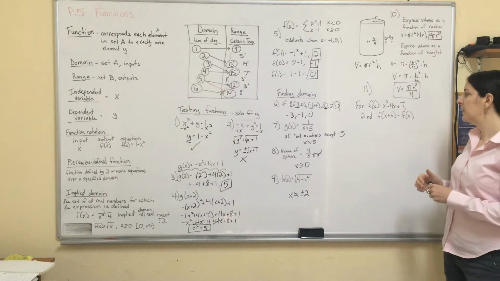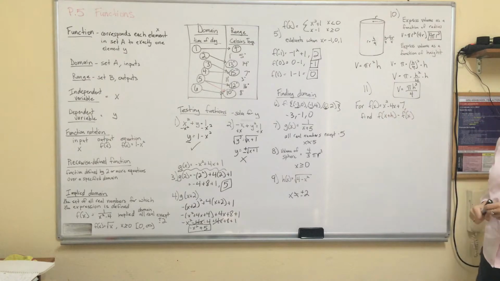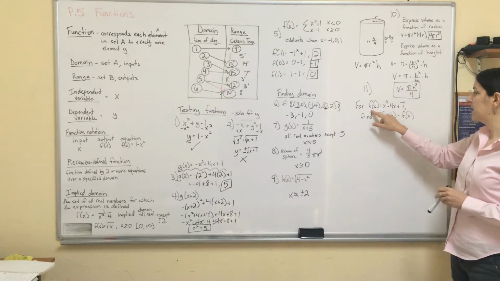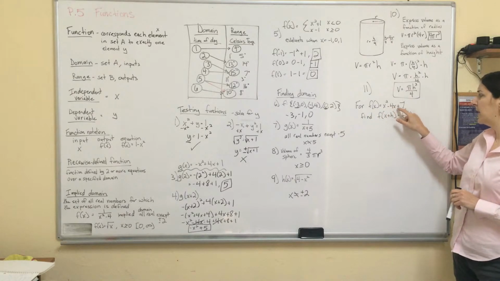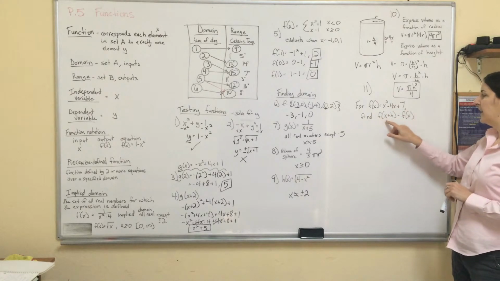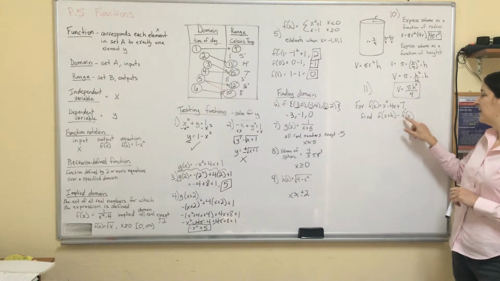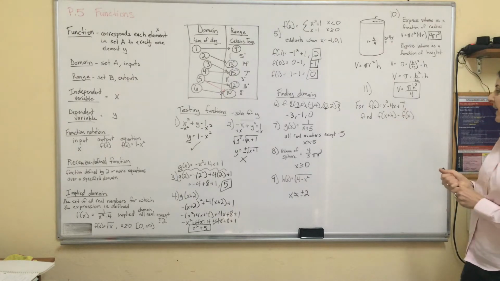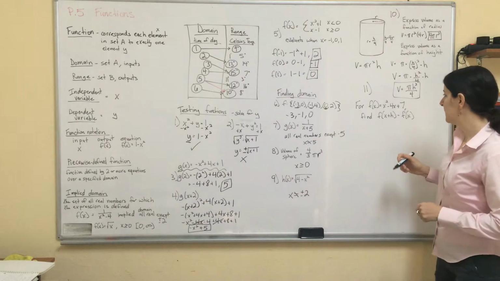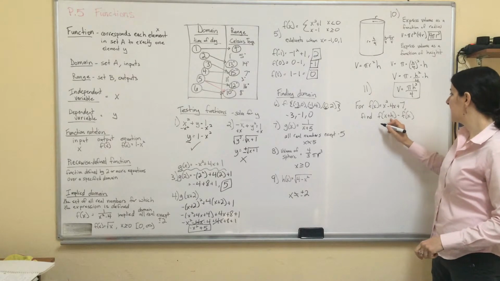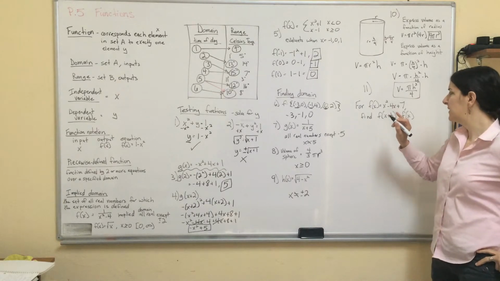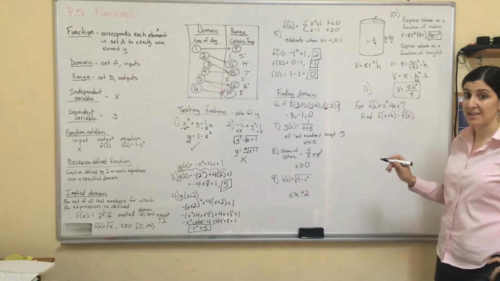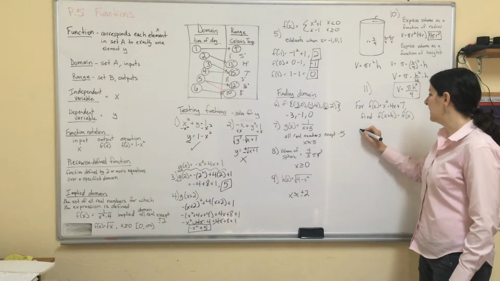Then this last example, this is an example of what you would see somewhat in calculus. For f of x equals x squared minus 4x plus 7, they want you to find f of x plus h minus f of x. That looks really complicated, but let's see what we can do with this one. So f of x plus h. So instead of my x's, I'm going to plug in x plus h. It's not as complicated as what you might think.